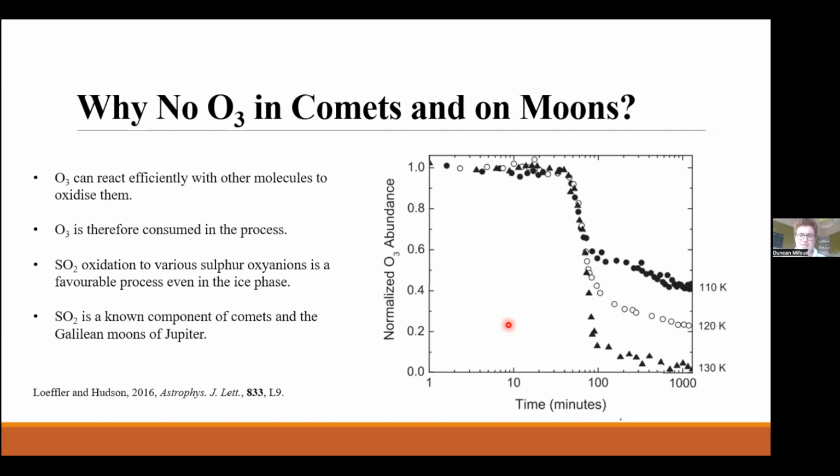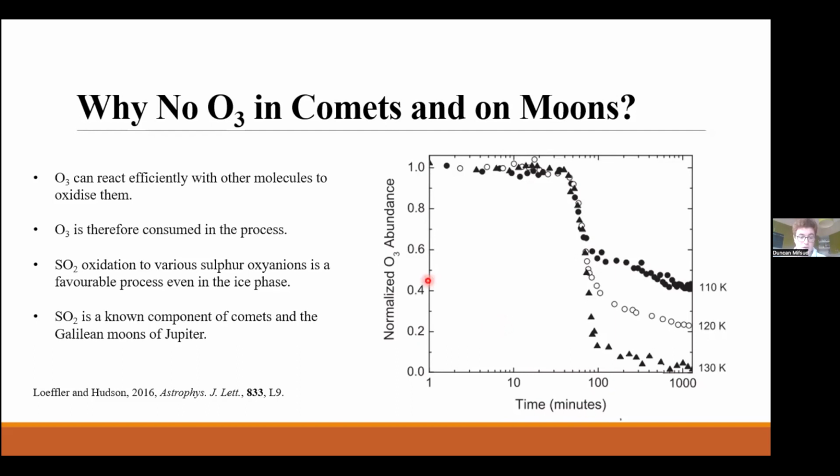So that leads us then to answer a slightly awkward question, which is, if ozone formation is so feasible and so efficient, why do we not see any in comets or on some moons? Well, the current running hypothesis is that ozone, because it's such a potent oxidizing molecule, is just eaten up by other molecules that are oxidized in the process. And the prime candidate for this is sulfur dioxide. We know sulfur dioxide is ubiquitous in the Galilean moon system, mainly because of volcanism on Io. And we know that sulfur molecules are also fairly common in the icy nuclei of comets.